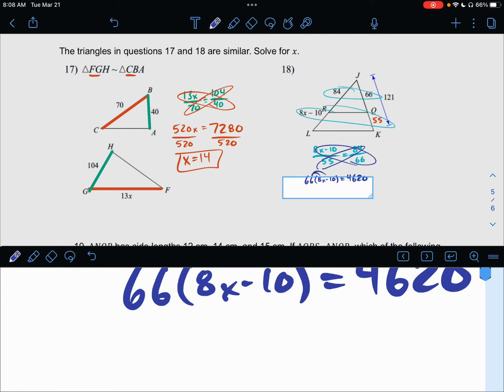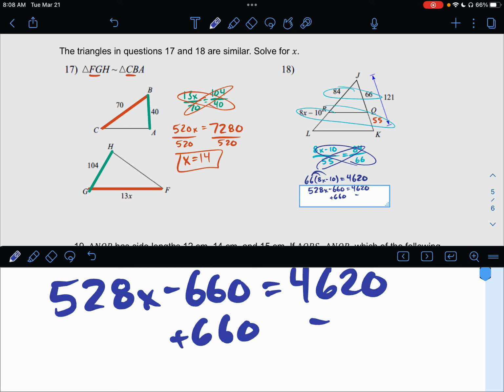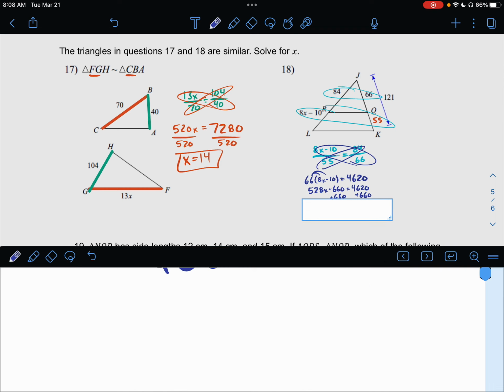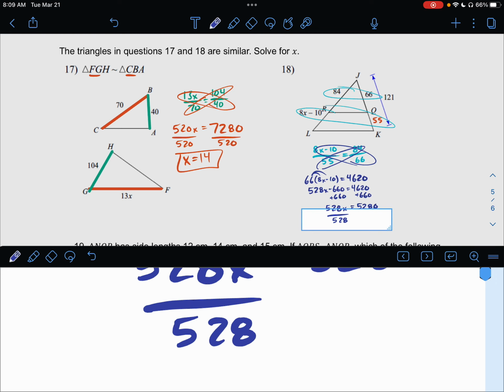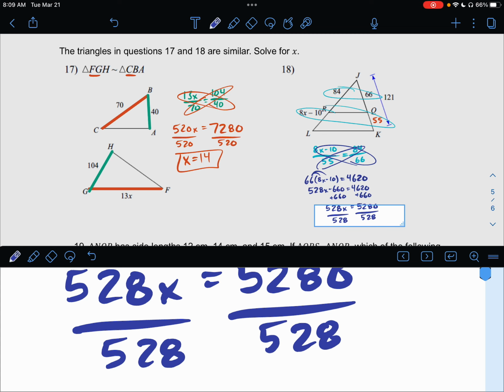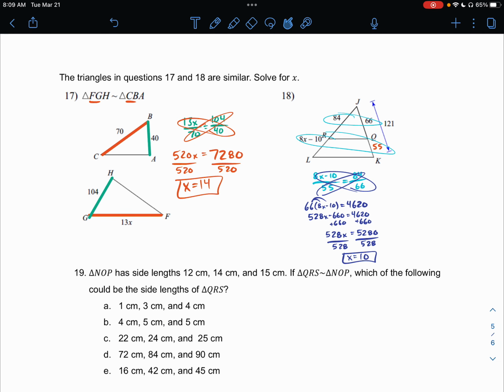Distribute this 66 here. So 66 times 8 is 528x, and then minus 660 equals 4620. So I'm going to add 660 to both sides. So 4620 plus 660 is going to be 5280. So I have 528x equals 5,280. Divide both sides by 528. And we're going to get x equals 10. And there we go. All right, so that's how to do 17 and 18 there.